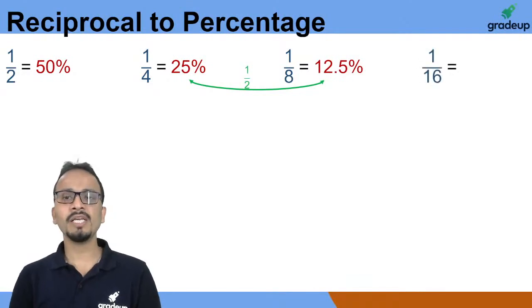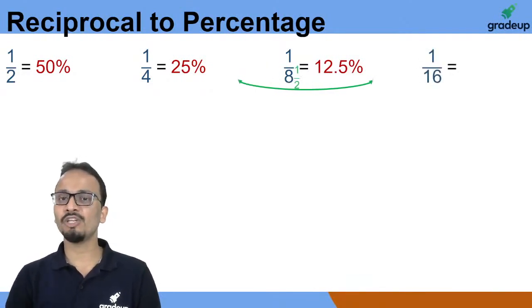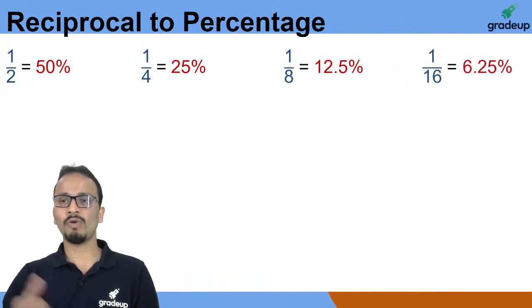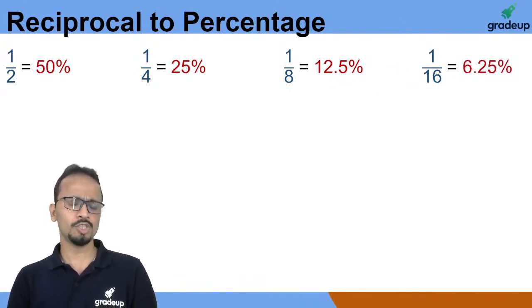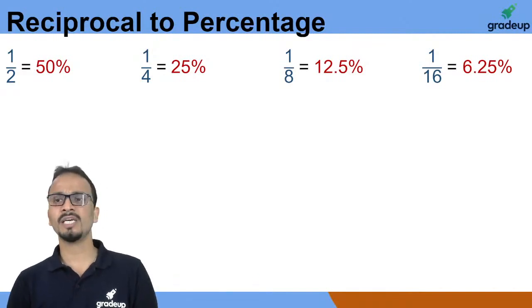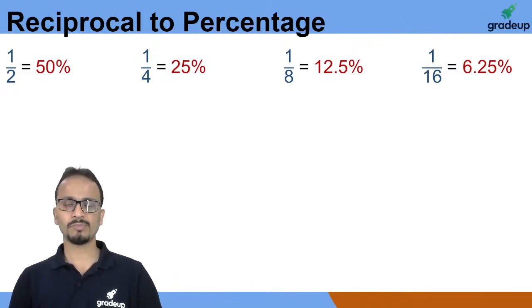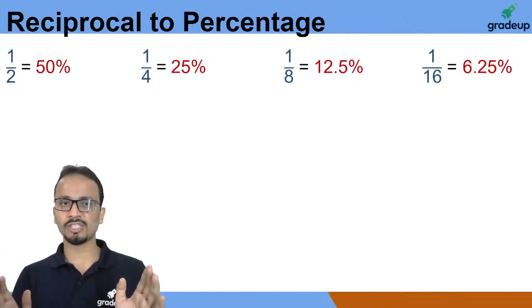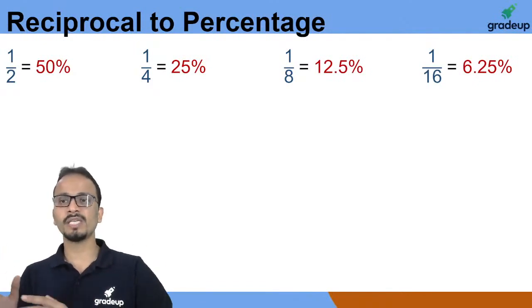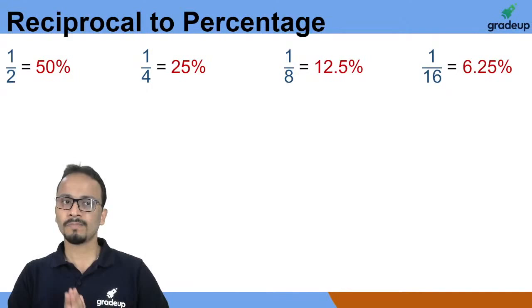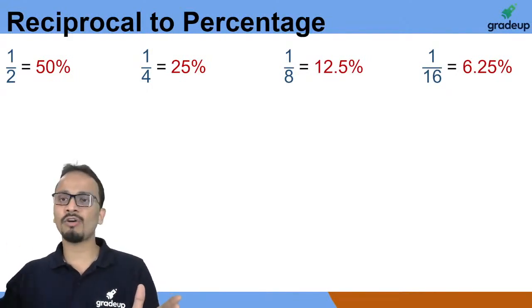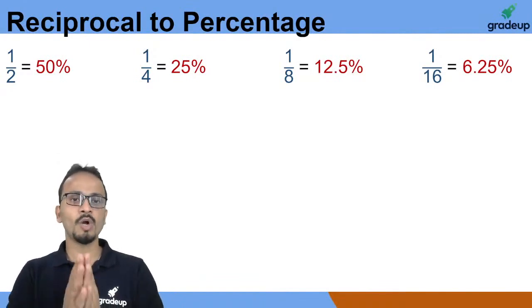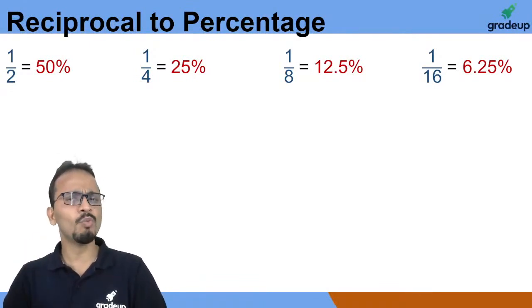Okay. Similarly, 1 by 16, again I'll use the same relation. So 1 by 16 will be half of 12.5. So half of 12.5 is 6.25. So these four fractions and their percentage equivalents can be related to one another. I've started from 1 by 2 and I kept on taking half of these values to derive 1 by 4, 1 by 8 and 1 by 16.